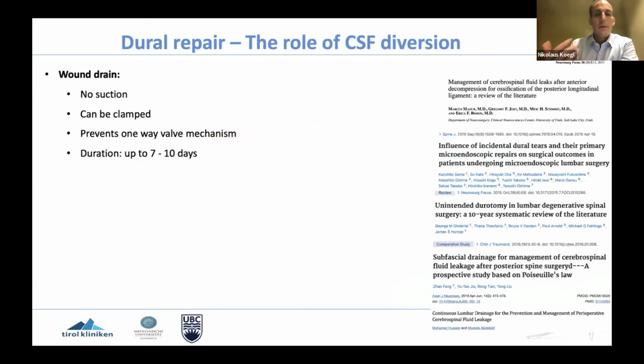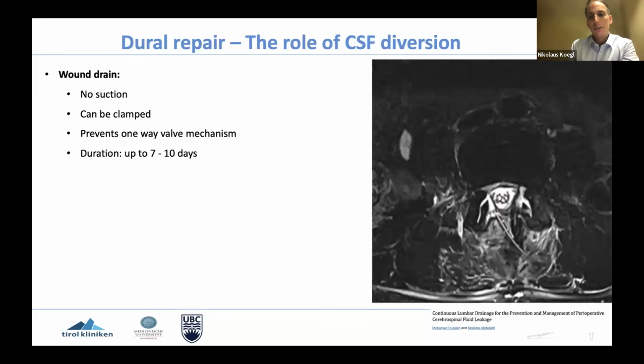Now, what about the wound drain? I mentioned: don't use suction. It can be clamped if you are worried about the output, or you can put a clamp and regulate it. It prevents that valve mechanism, where pressure builds up and pushes against the neurologic structures. There's also data showing that the longer the drain is in, the better it is for your wound to heal.